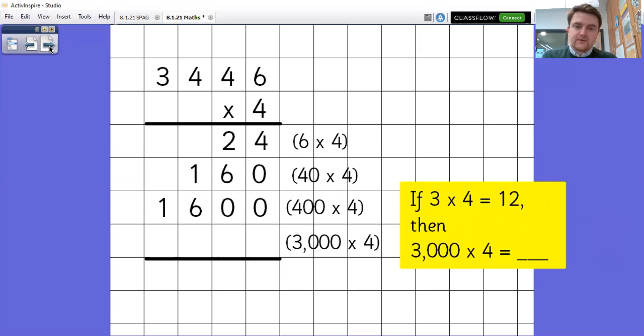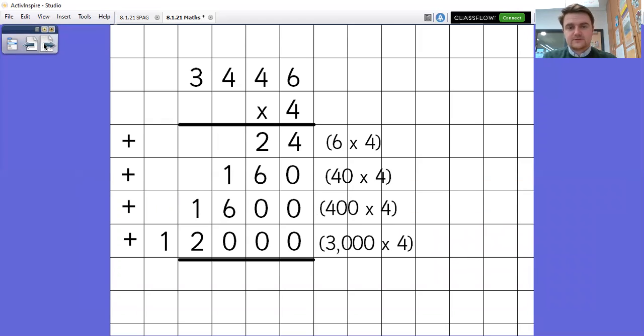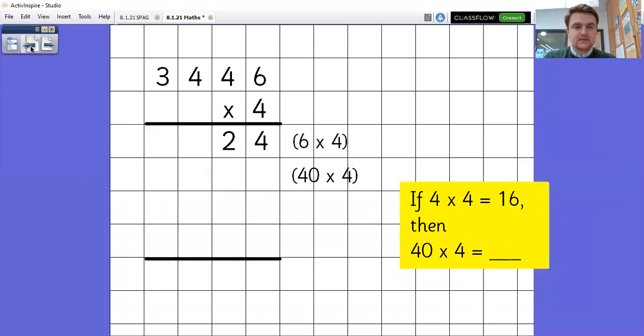There we go. 3,000 times 4, 3 times 4 is 12, and 3,000 times 4 is going to have these 3 extra zeros. I should end up with 12,000. Now I'm going to add all of those together. 4 add 0 add 0 add 0 is 4, 2 add 6 add 0 add 0 is 8, 1 add 6 add 0 is 7, 1 add 2 is 3, and 1 add nothing is 1. So 13,784. Let's just double check.